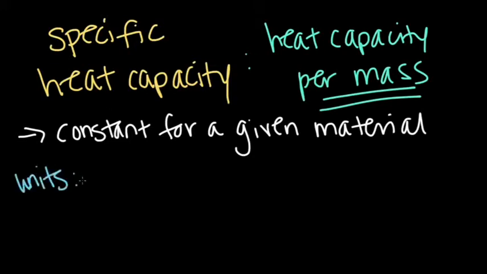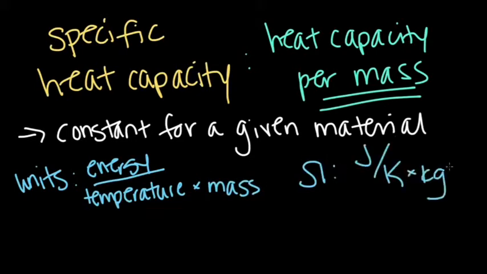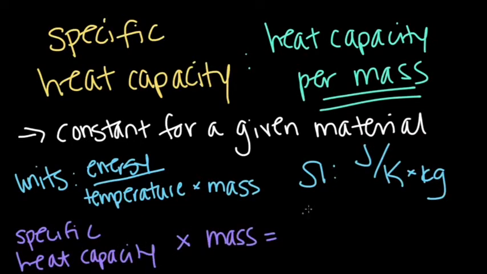Given this, what do you expect the units of specific heat capacity to be? Well, just like heat capacity, we have an energy per temperature, but now we also have a per mass. In SI, this is going to be joules per Kelvin per kilogram. This means that the heat capacity and the specific heat capacity are related by mass. So, if you have a specific heat capacity, and you want to get the total heat capacity for the object or system, then you need to multiply by the object or system's mass. Conversely, if you have the heat capacity and the mass, and you want to figure out what the specific heat capacity of a material is, you can divide the heat capacity by the mass.